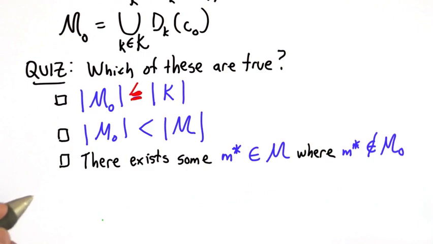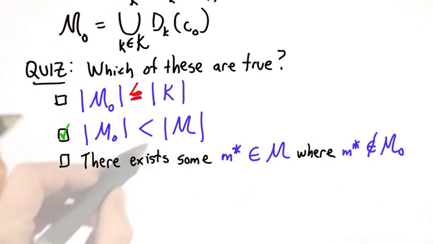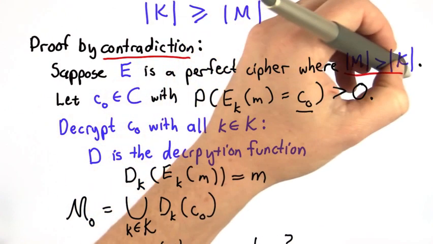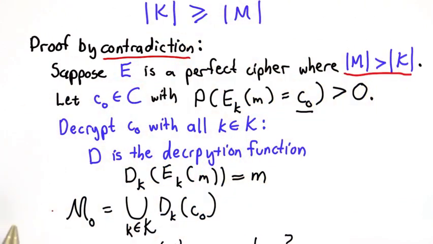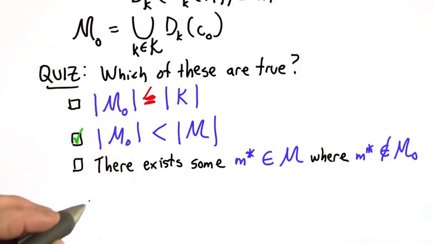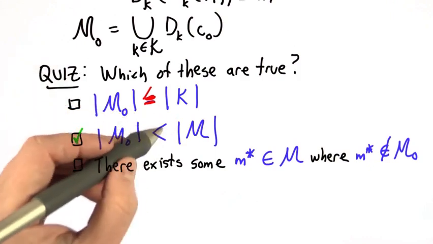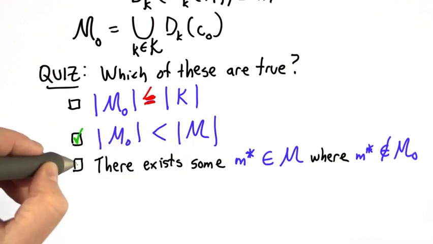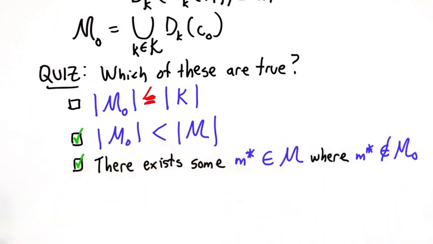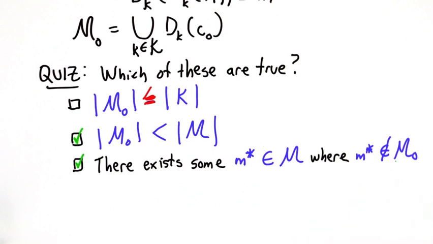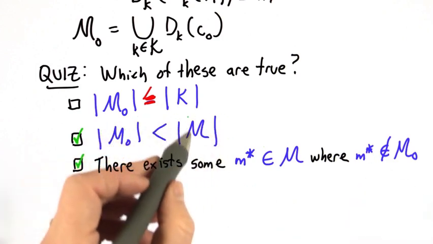The other two properties we do know are correct. So we know that M0 has fewer elements than M, and this is the case because of this assumption that we said that the space of possible messages is greater than the space of possible keys. So if that's the case, combined with the size of M0 being less than or equal to K, well, then we know that the size of M0 must be less than the size of M. The third property is also true, and this is the key property that should give us the insight why it can't be a perfect cipher, is that there exists some message in M that can't be in M0, and that follows directly from this property.